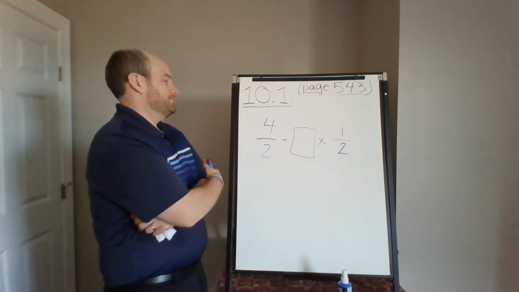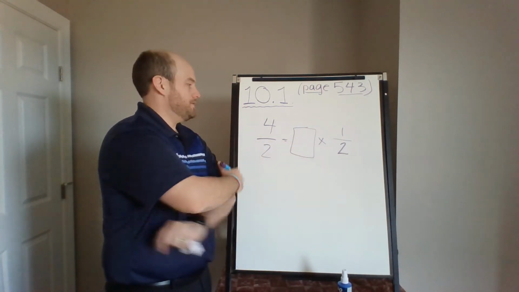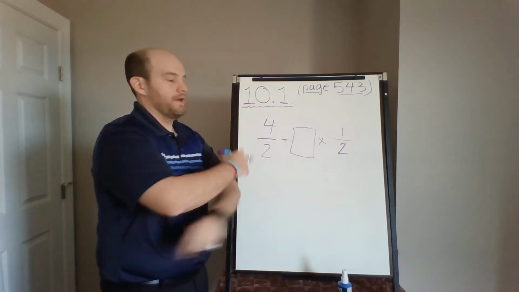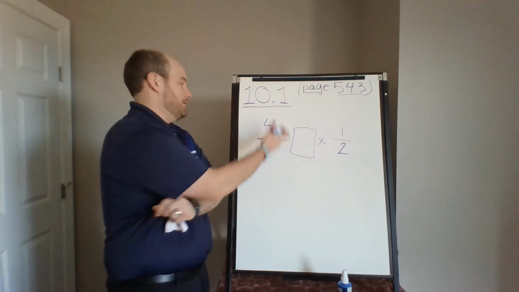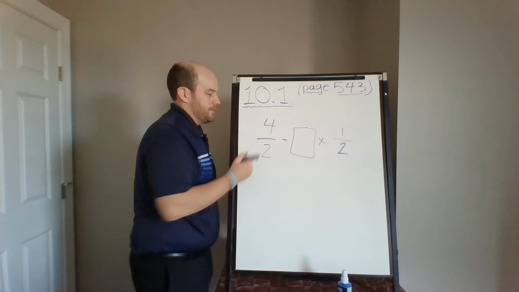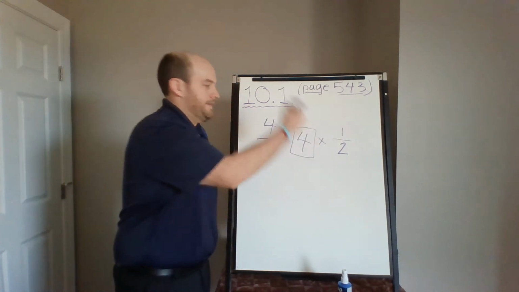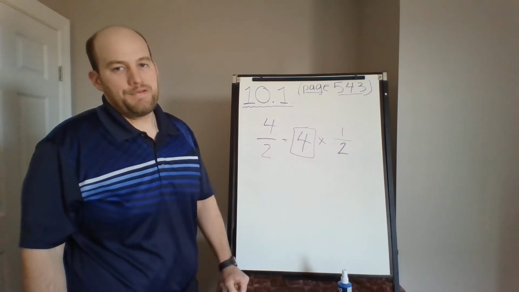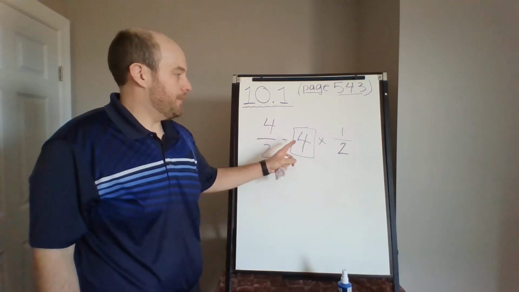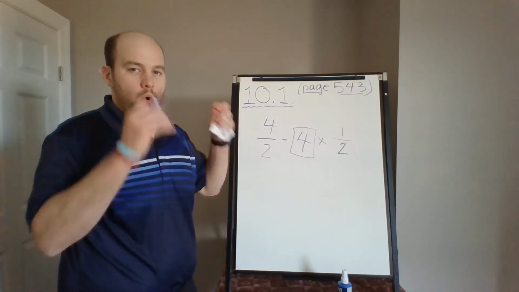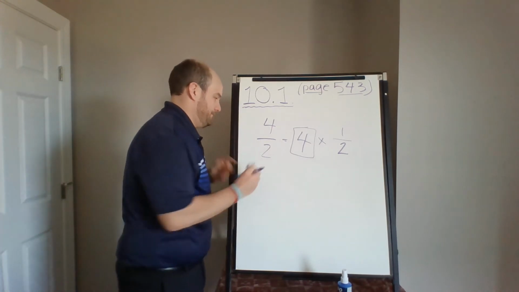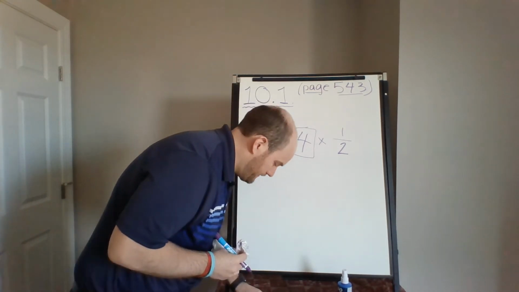All right. So I got my unit fraction. Now I just need the number that I'm multiplying by. Let me look back over here. 4 over 2. Well, where does the 4 come into play? Right here, my friends. Right there. Boom. 4 times 1/2 would equal 4 over 2. Got it. Okay. Give you some time to write that one down.